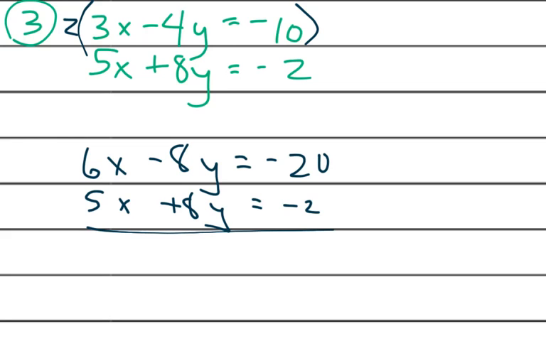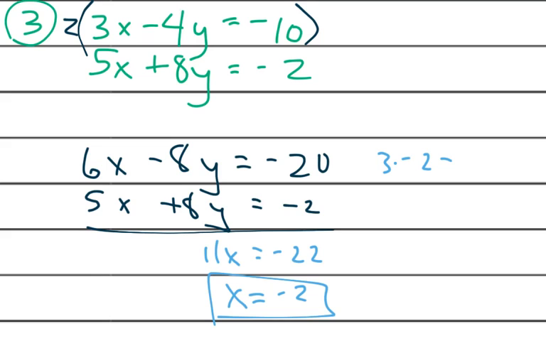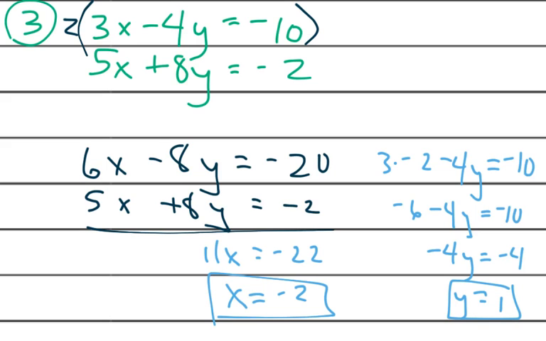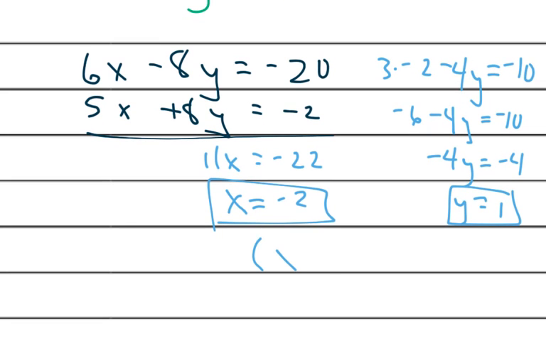scanning through to make sure that you doubled everything in the first and rewrote everything in the second correctly, to where you'll have 11x is negative 22, and x is going to be negative 2. Plug it into the first one, may as well. You get negative 6 minus 4y is negative 10, negative 4y is negative 4, and y is 1. Summarizing, negative 2, comma 1.